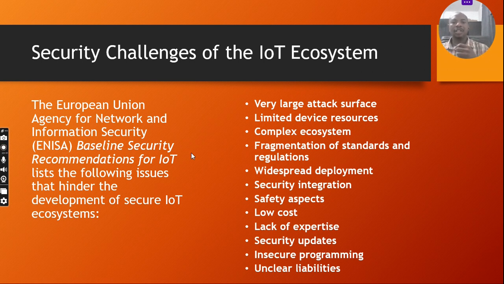The first is the very large attack surface. Okay? This one will hinder the progress of security of the Internet of Things. When there are too many attacks on the surface of Internet of Things, this will hinder the security of the Internet of Things in the entire ecosystem. Then limited device resources. Okay, this one will also hinder the development and security of Internet of Things.